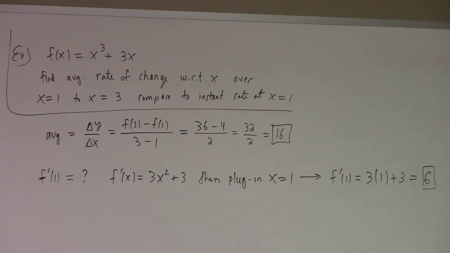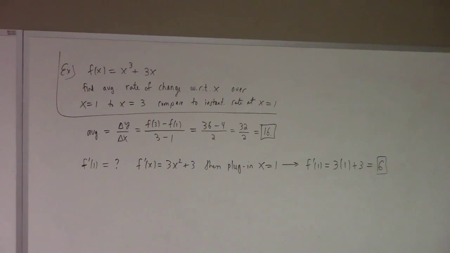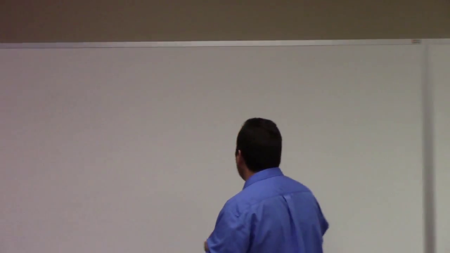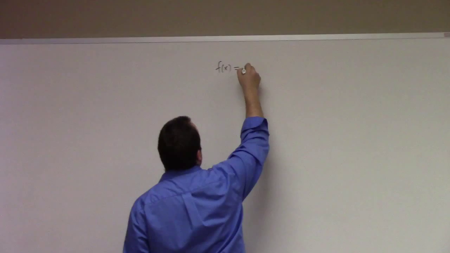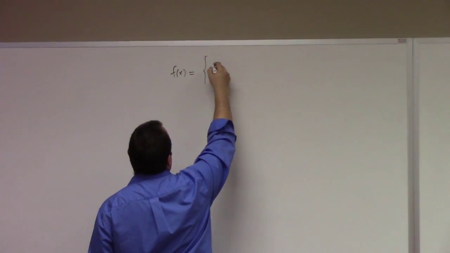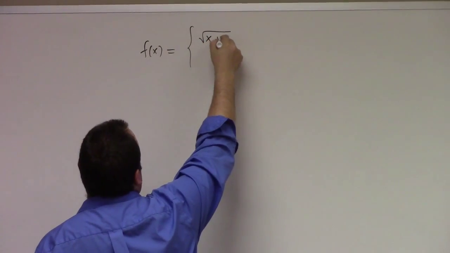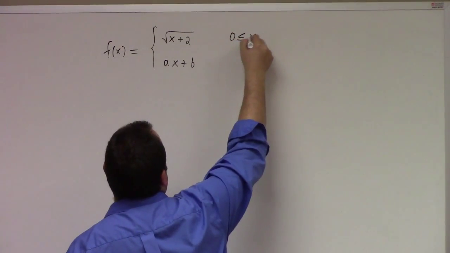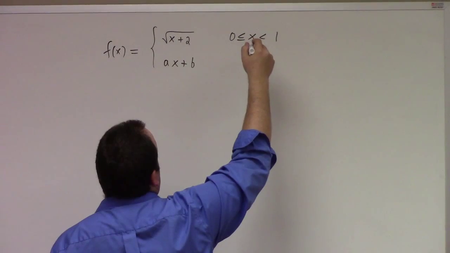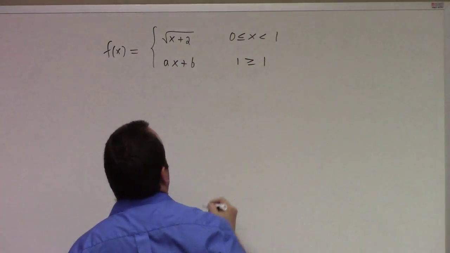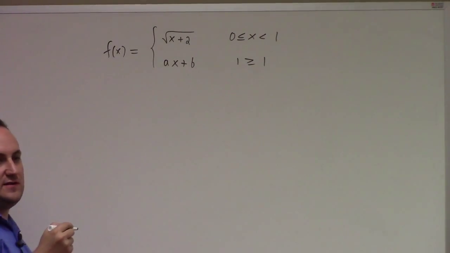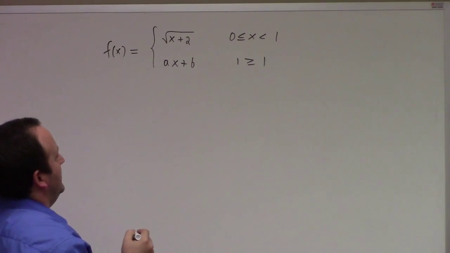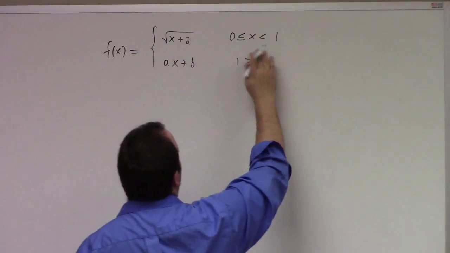Yes, sir? I'm still struggling with the questions with the piecewise functions that say, for instance, specify the values of a and b so that f is continuous and has a derivative at a certain point. Sure. How about this? Square root of x plus 2, and we'll do ax plus b, with 0 less than or equal to x less than 1, and x greater than or equal to 1. We want to choose a and b, which make this function continuous and differentiable everywhere. You meant to make that an x, I think. Yeah, that's safe to say.